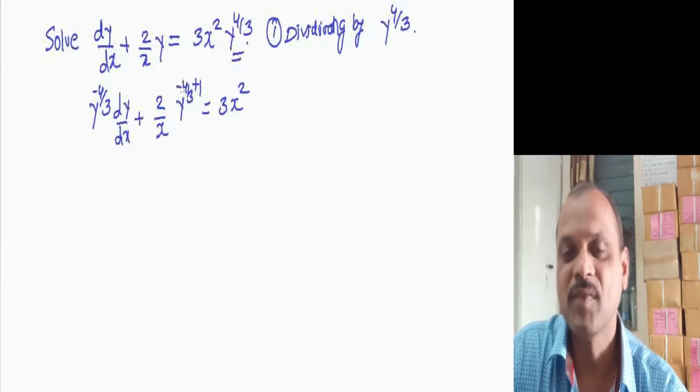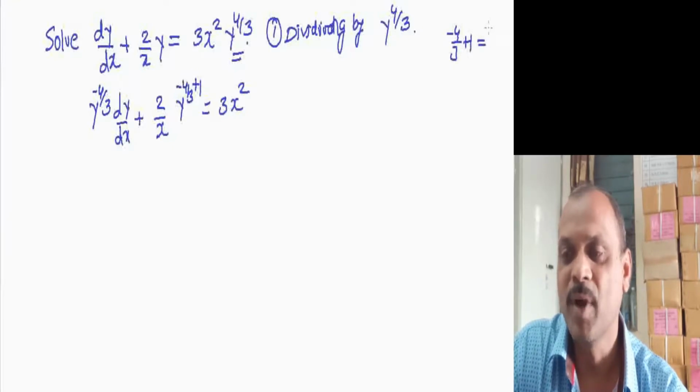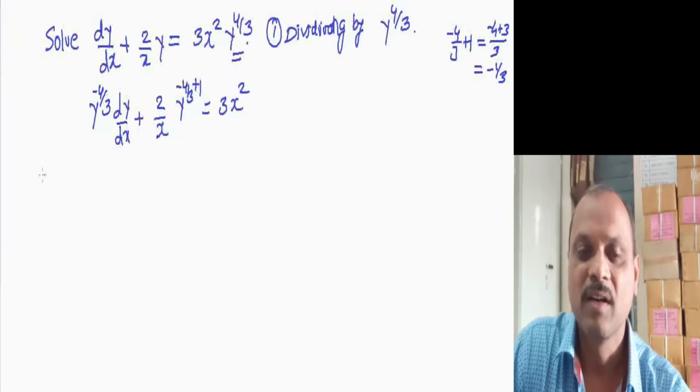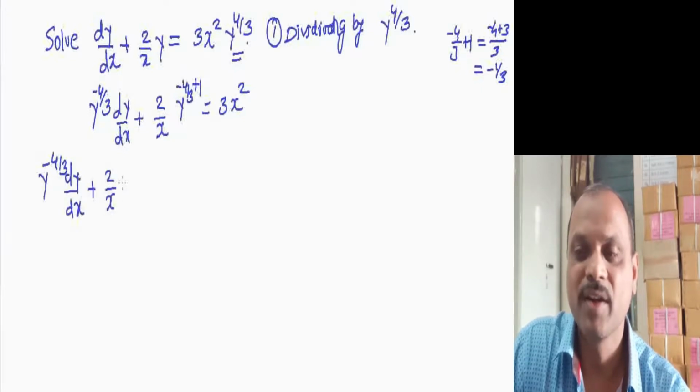Okay. Now, you can see that minus 4 by 3 plus 1, let us take the LCM. So, this will be minus 4 plus 3 divided by 3 equal to minus 1 by 3. I will write this: y raised to minus 4 by 3 into dy by dx plus 2 divided by x into y raised to minus 1 by 3 equal to 3 into x square.